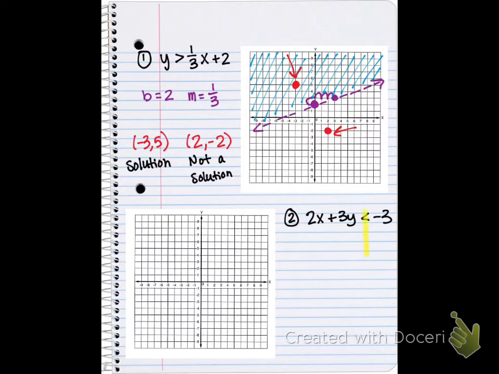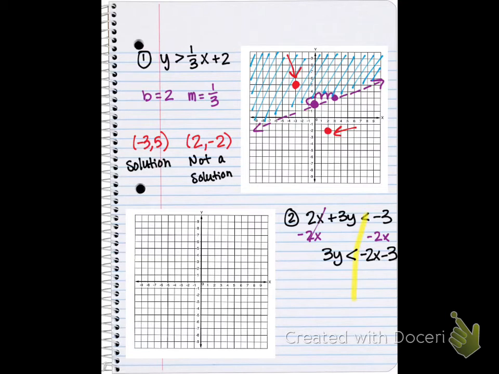So I'm going to draw a line here. And hopefully I can maybe fit this on here. We may have to draw a little crooked line. All right, so if I want to get y by itself, the first thing I would do here is subtract 2x from both sides. All right, so that cancels out here, and we're left with 3y is less than negative 2x minus 3.